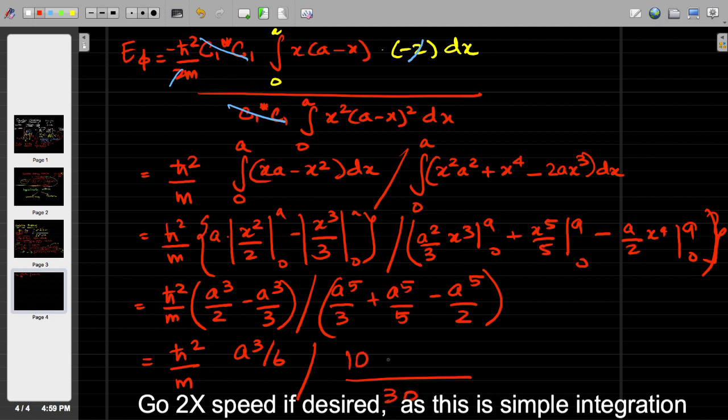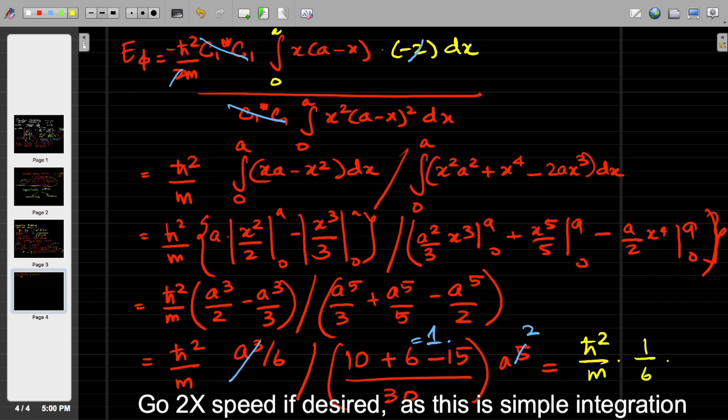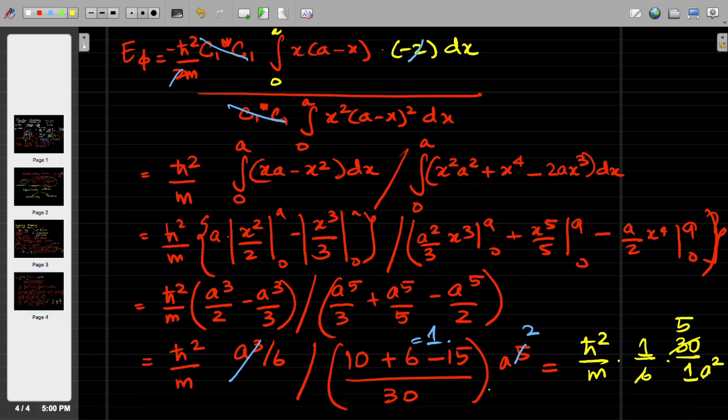This is going to be 10 plus 6 minus 15 a power 5. So this will be nothing but, we can cancel some of the terms. A cube can be cancelled to a square, and then you are going to get a 1 here. So the entire term ends up being h cross square by m times 1 over 6 times 30 over 1. So this is nothing but, I still have an a square that comes up from the denominator. So 5 h cross square by m a square.